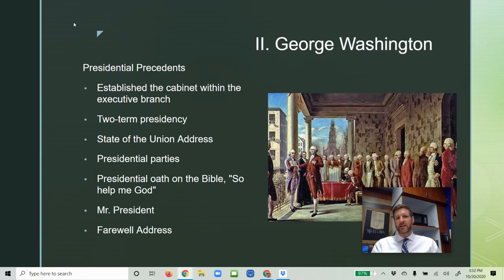He started the State of the Union address given by the president at the beginning of each year, addressing Congress, standing before Congress and being accountable to Congress. Actually, it's an act of being accountable to explain how the nation's doing. It's a sign of Congress's authority that the president would come before them and address them.